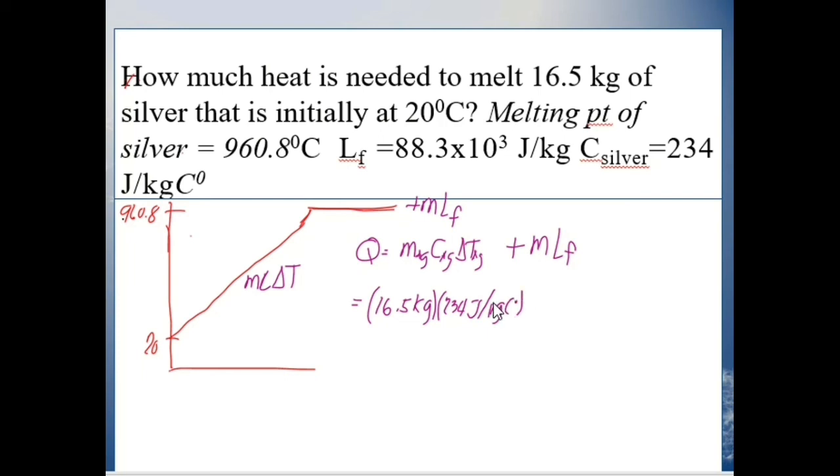Take note, delta T should be in Celsius degree. Then, delta T is, we have final is 960.8 minus the initial is 20, plus mass of silver is 16.5, and then Lf is 88.3 times 10 to the third joule per kilogram. So, our final answer, solve it again.